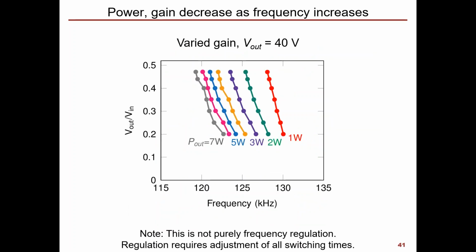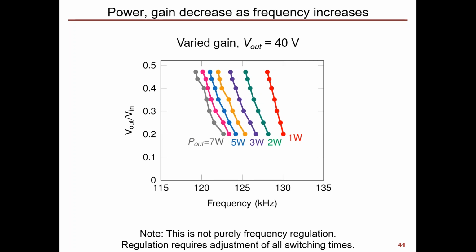Now, if we take a look at how the gain of the converter changes with frequency and load, we find that as we increase frequency, the gain and power level go down. The reason for that is we're operating in the piezo's inductive region. We're operating between those 2 resonant and anti-resonant points. What I want to note here, though, is this is not purely frequency regulation. We have to regulate other things too, like duty cycle and dead times. But this does give us a good idea of how we might operate this.